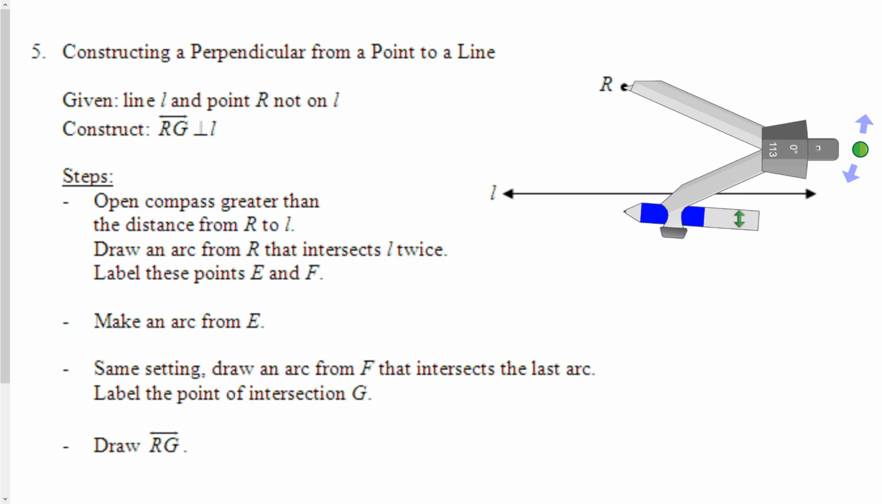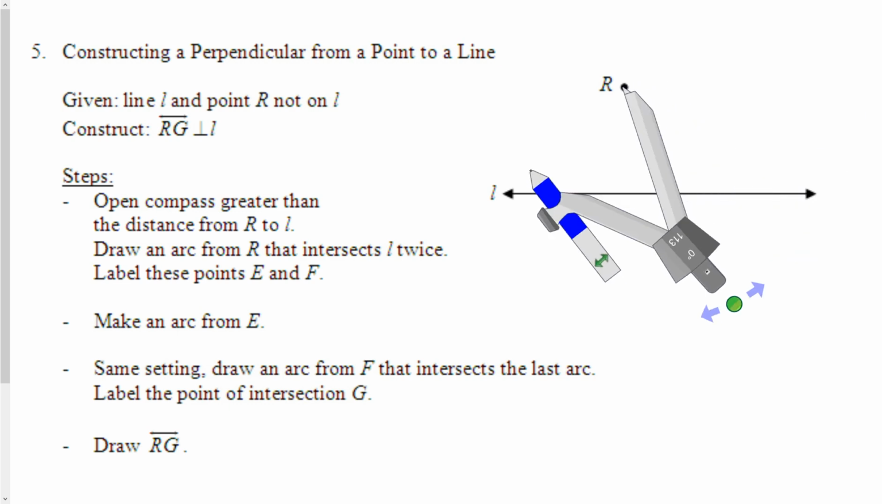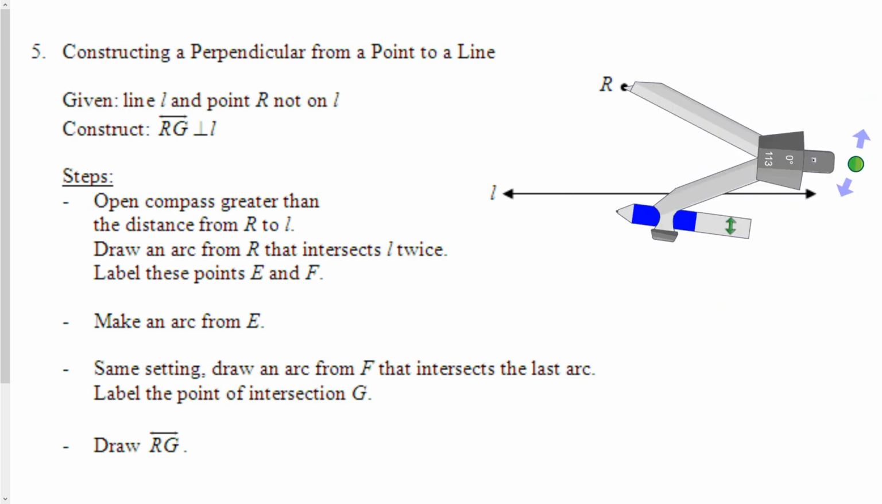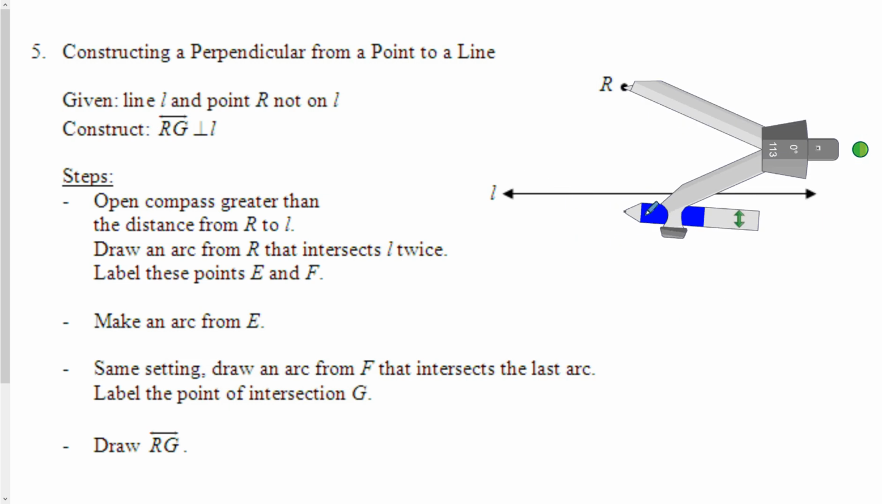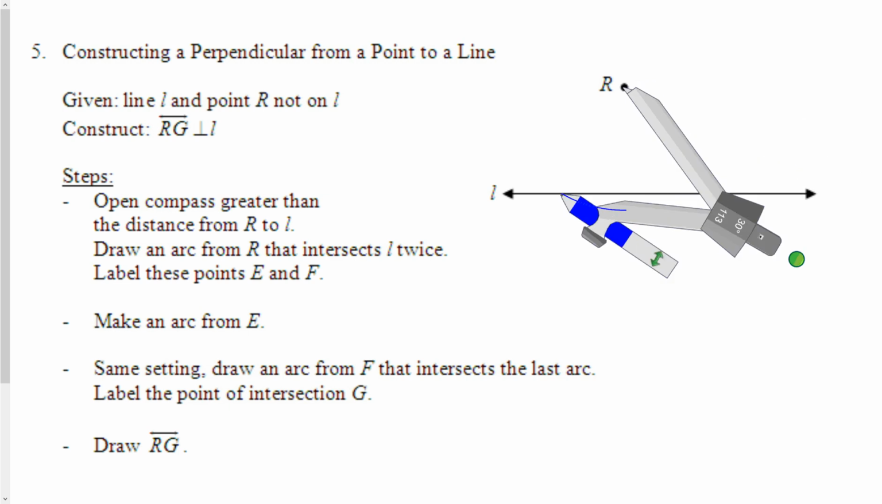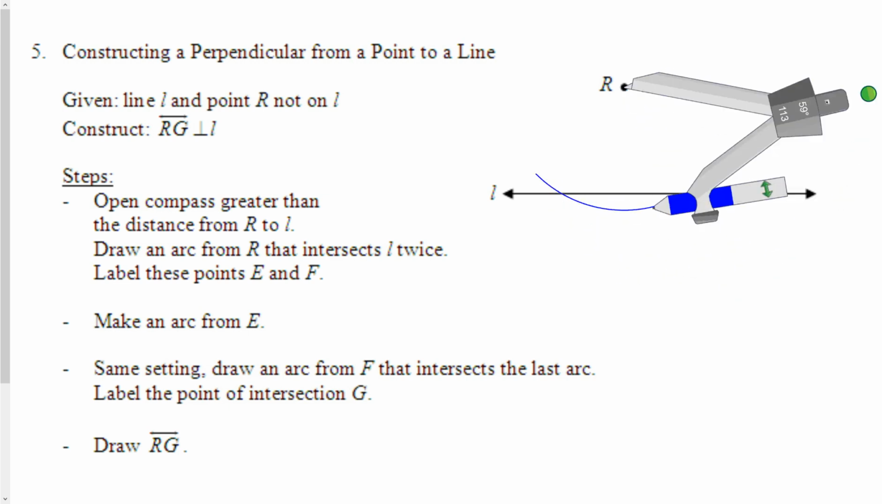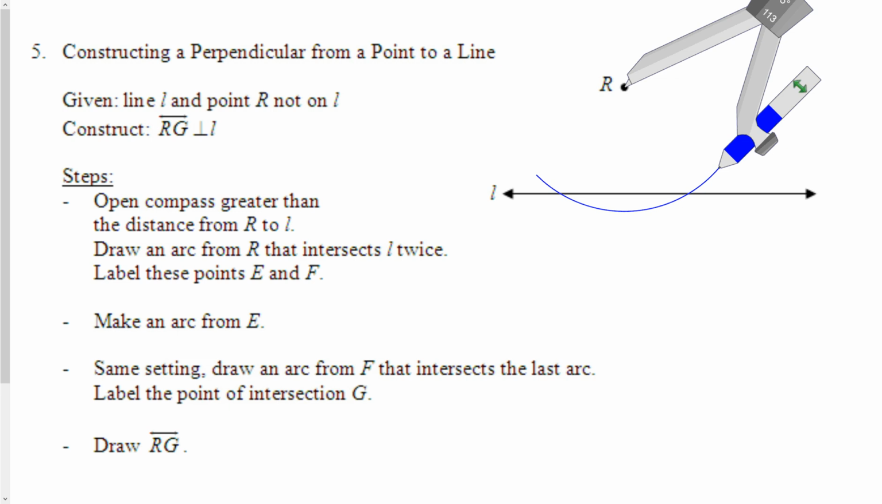Now I do need to check before I start drawing anything, because I need to draw an arc like this, that my pencil will hit the line at two different points. I don't want to open it so wide that I miss on one of the two ends. So here I've created this arc that intersects line L twice, and for just this example, these points are labeled E and F.